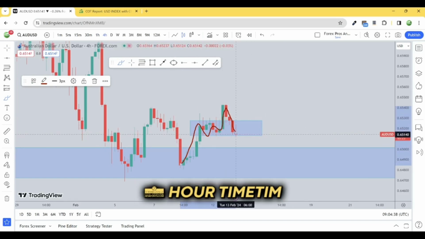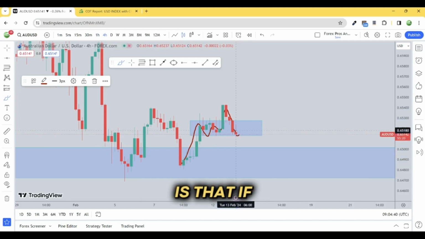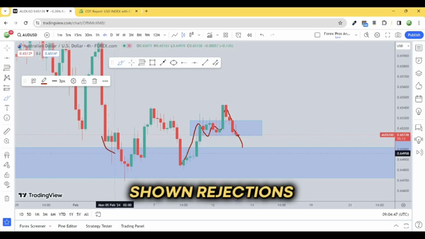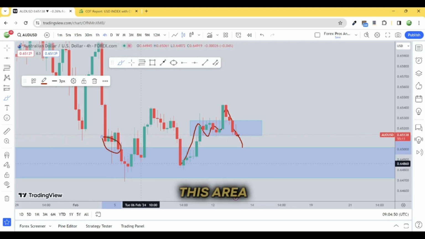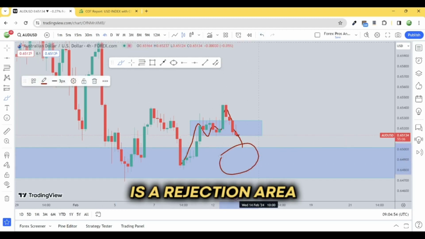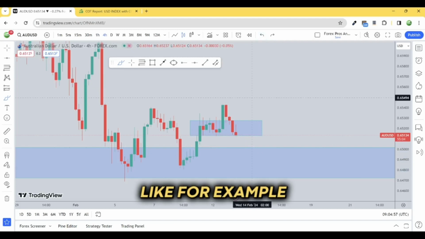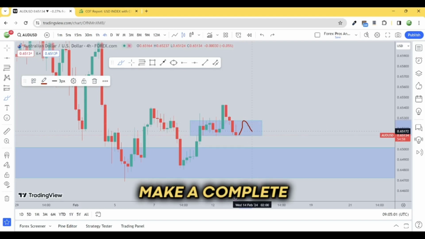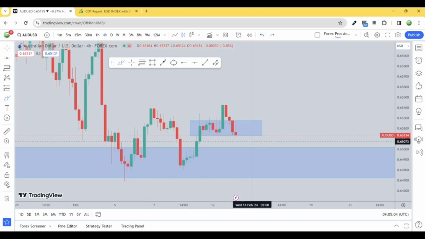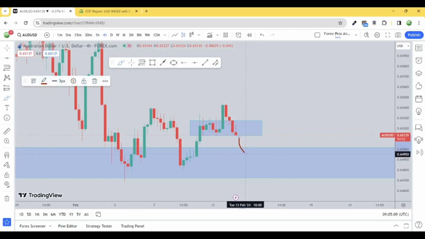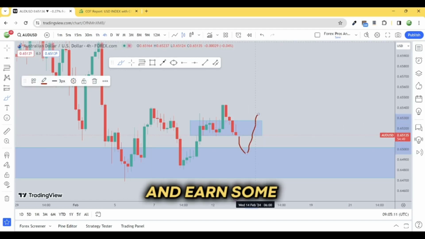So on the 4-hour time frame, currently what we can expect is that if the market breaks below this zone, so this is a good area, an area from which the market has shown rejections multiple times, either from this area or this area. So overall, this whole area is a rejection area. What you can do right now is wait for the market to make a complete head and shoulder pattern before coming down. And if the market does not do that and comes straight towards the downside, you can place a buy trade and earn some good profits again.